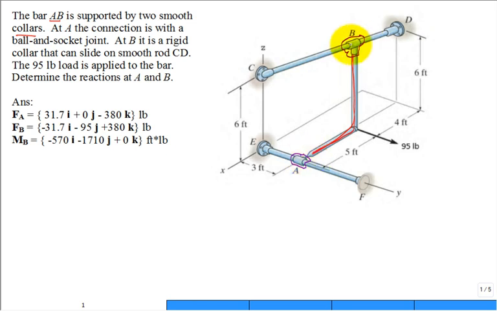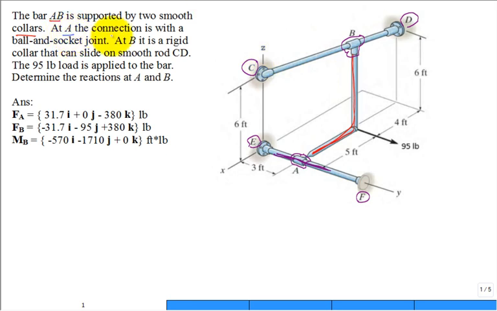What about the collars is they can slide along whatever they're coupled to, like a rod. They can slide along this rod from E to F, as well as this collar up here at B can slide along the rod that goes between C and D. Okay, let's continue to read the problem.